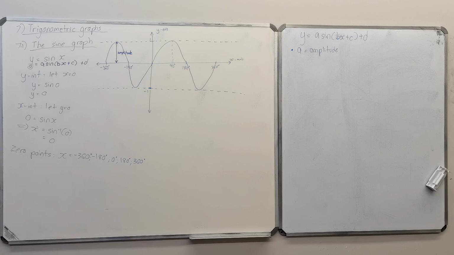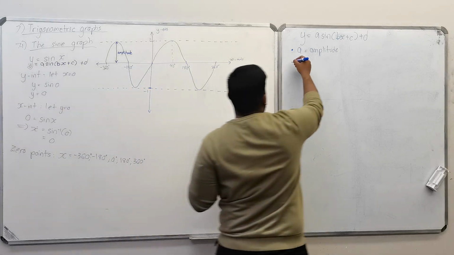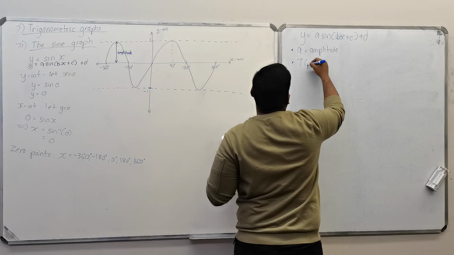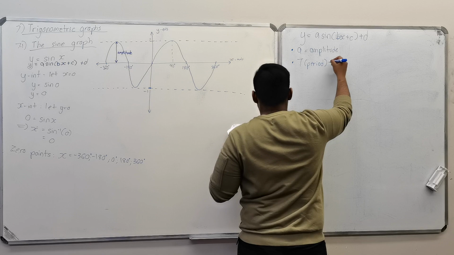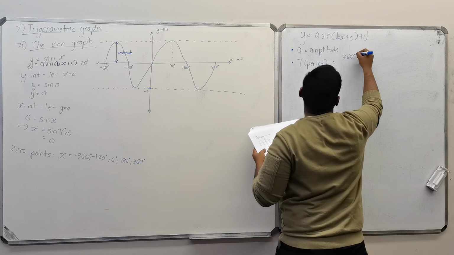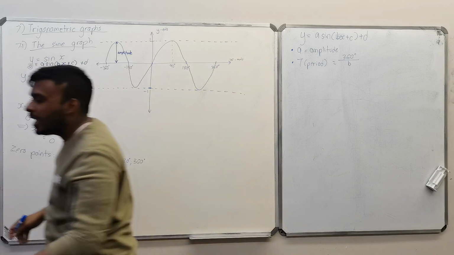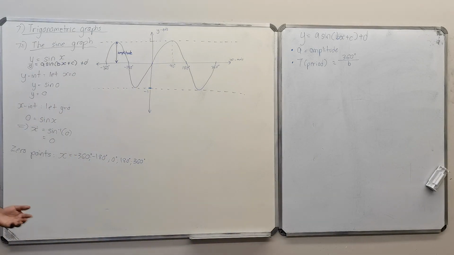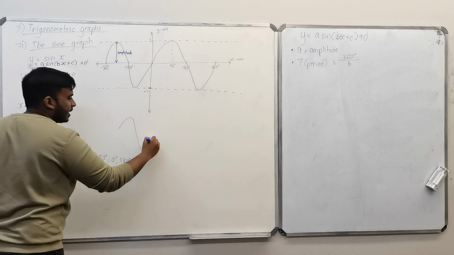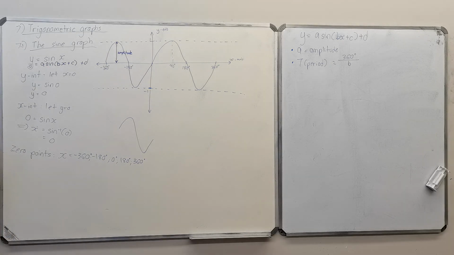Okay, next thing is the period of the graph. So period is basically 360 over the value of b, right? And period is basically the time taken for the graph to make one wave. And one wave would look in a sine graph something like that. Right? So the period is the time taken for it to make one wave.